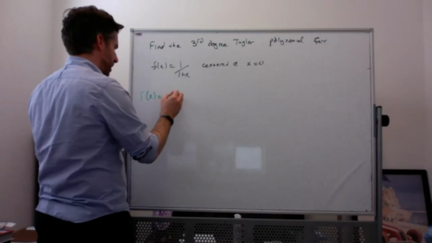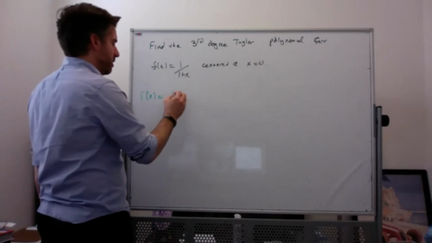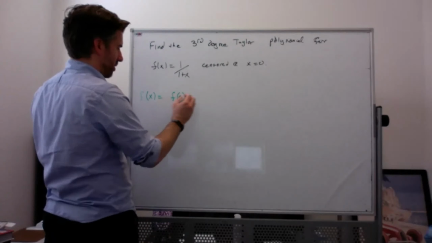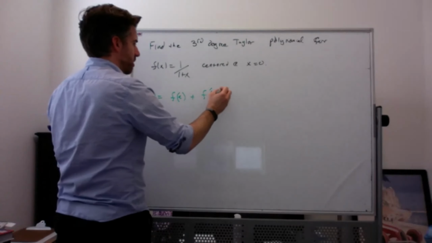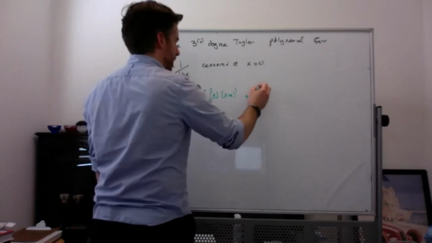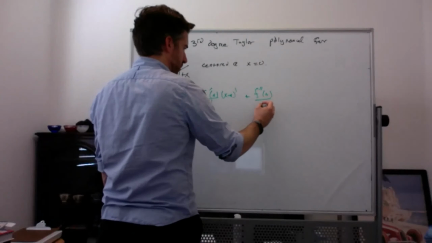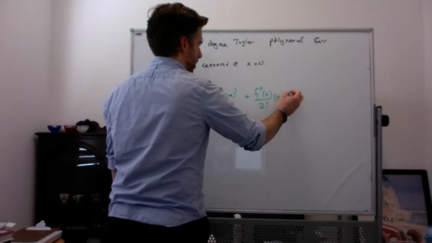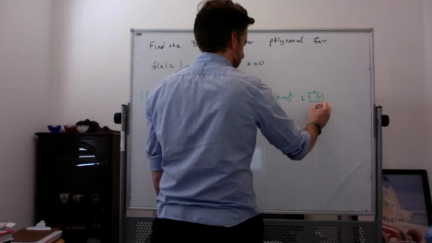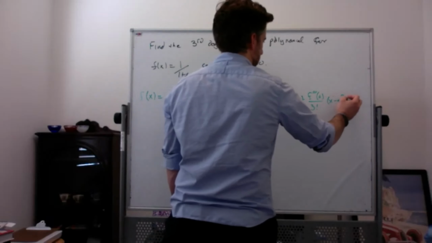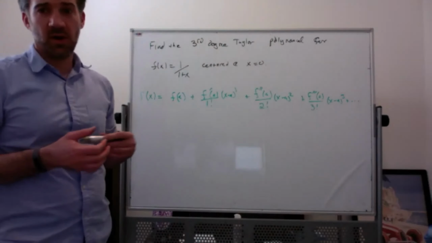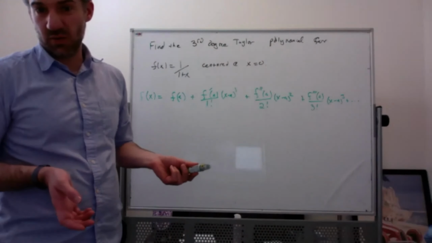It's equal to f of a, plus f prime of a times x minus a to the first, over 1 factorial, plus second derivative evaluated at the center over 2 factorial times x minus a squared. And it just kind of goes on this way. Third derivative at a over 3 factorial times x minus a to the third, and so on and so on and so on. And so if we're trying to find the third degree Taylor polynomial, we're trying to get the terms up to the power of x cubed.